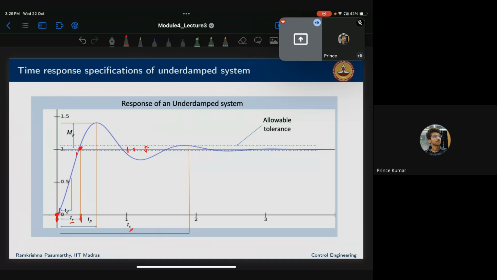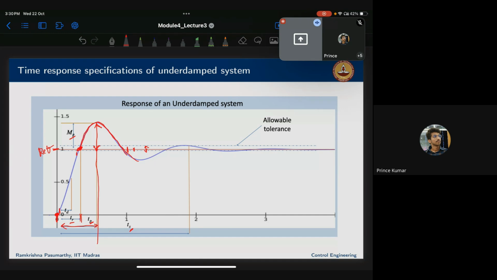Overshoot. Overshoot means this is our reference value which we are trying to meet. So the waveform, how much it goes above that value, this height. This is the reference we wanted to meet, but the waveform is going above that and coming back. So that is called the overshoot, Mp. And the time for the first overshoot is called the peak time, this time.